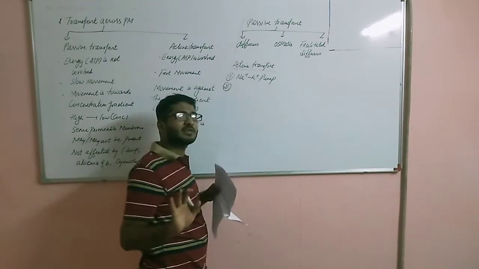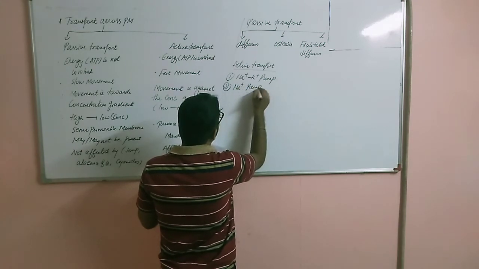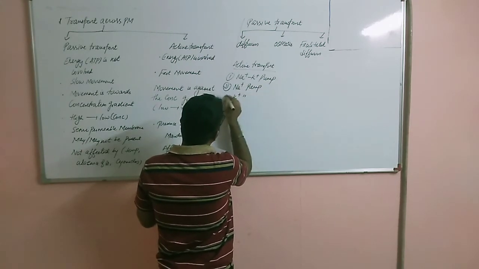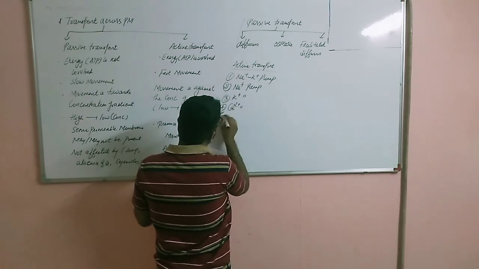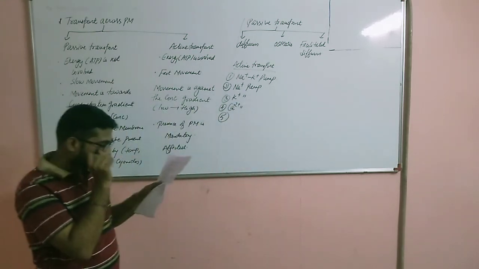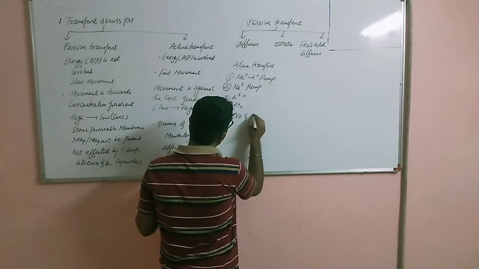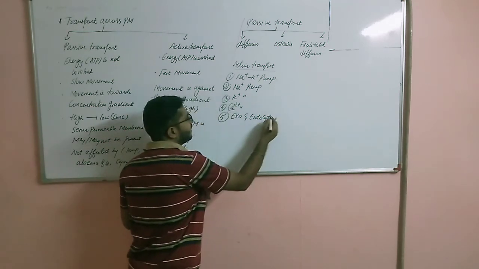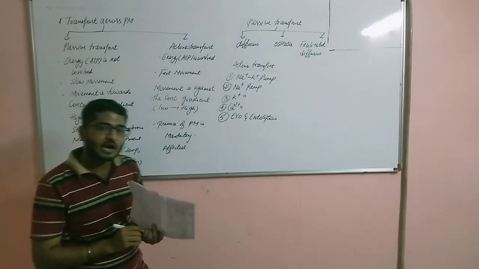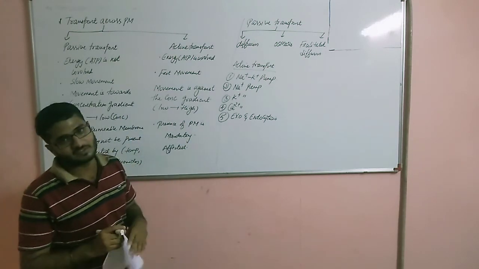Pumps are also examples of active transport, like the sodium pump, potassium pump, and calcium pump. Exocytosis and endocytosis are also examples of active transport. Exo means something which is going out of the cell, and endocytosis means something is coming within the cell.